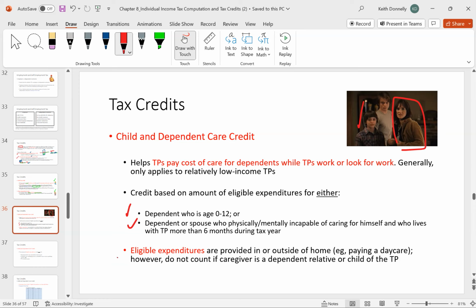Next thing is you have to have the right type of expenditures. So normally these are going to be daycare costs. You can't kind of rig the system here by paying another dependent to babysit. So we're going to just keep it as, hey, you're paying daycare.